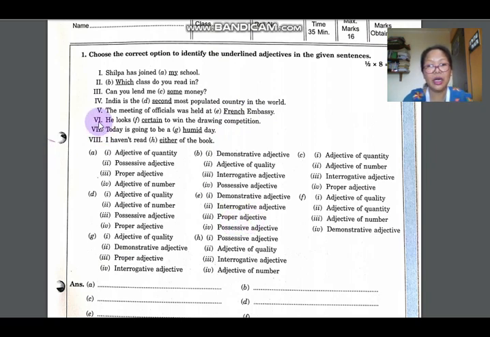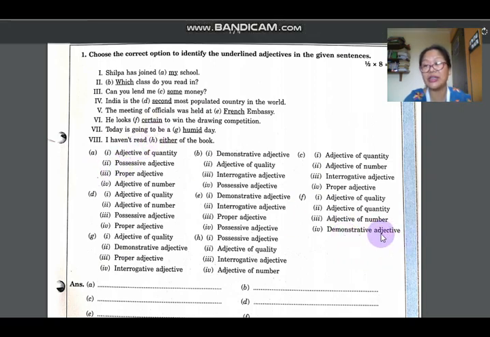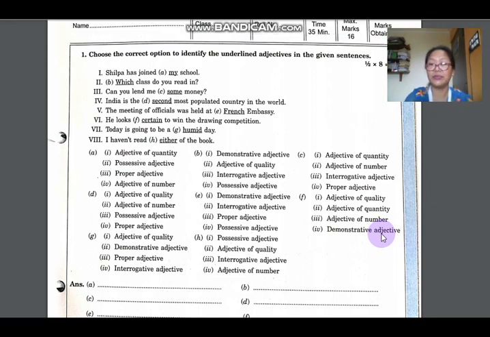Then number 6. He looks certain to win the drawing competition. F. Adjective of quality, adjective of quantity, adjective of number, or demonstrative adjective. Certain is a demonstrative adjective. It points out certain things. So here he is pointing out that he is certain, that means he is certain about winning the competition. It is pointing out. Okay.